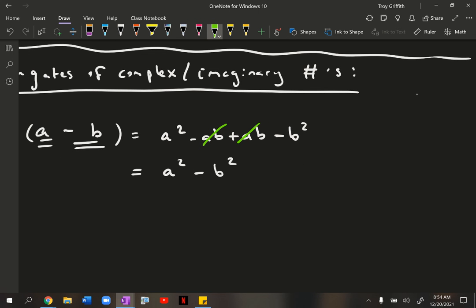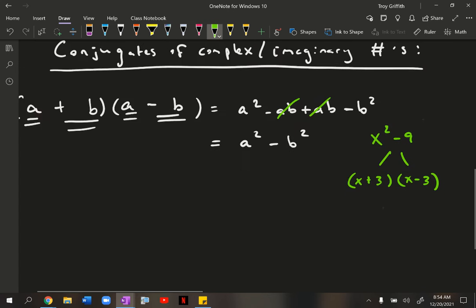We've factored things this year. We call these differences of perfect squares. For example, if I have x squared minus 9 and I want to factor this, it factors as x and 3, and 3 and x, with one set of parentheses getting a plus and the other getting a minus. So it's x plus 3 times x minus 3. These are conjugates of real numbers.